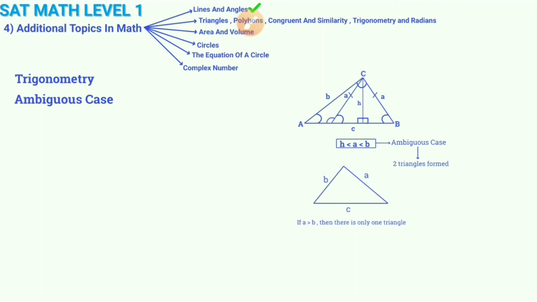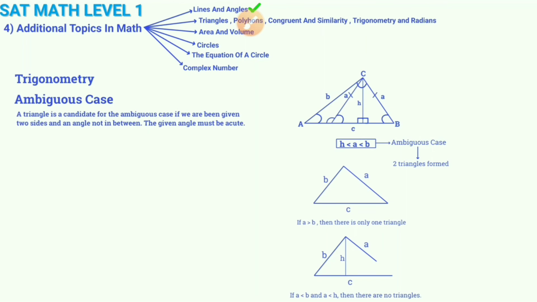If a greater than b, then there is only one triangle. If a less than b and a less than h, then there are no triangles. A triangle is a candidate for the ambiguous case if we are being given two sides and an angle not in between. The given angle must be acute.